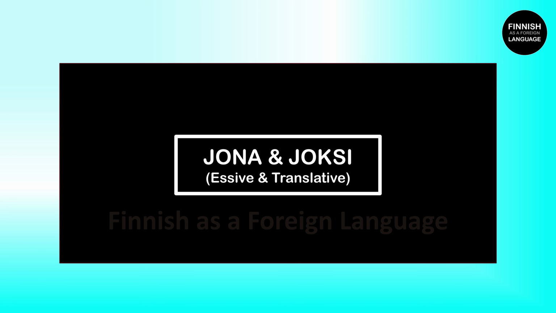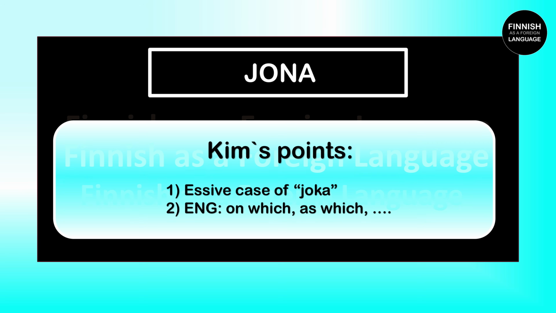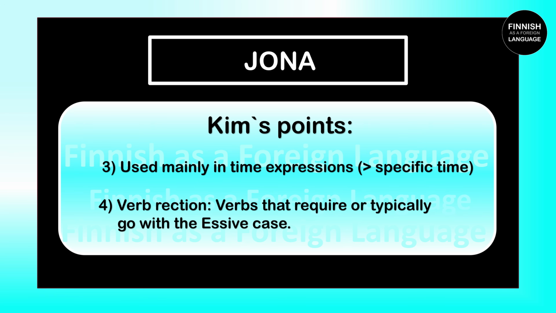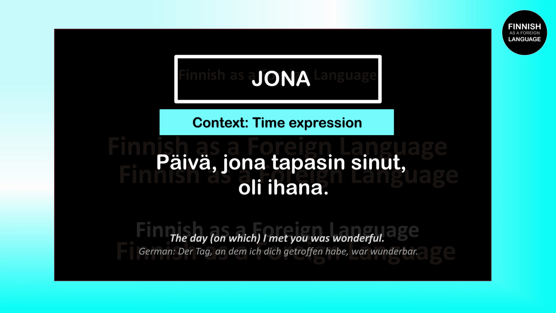Alright. Now we will briefly touch on two less frequently used forms, which are jona and joksi. For now, let's focus on jona, which can be understood as as or on which, depending on context. We use jona, which is the essive case of joka, mainly in time expressions or with verbs that typically go with the essive case. Here's one example. Päivä, jona tapasin sinut, oli ihana. In English, the day on which I met you was wonderful. Or in proper English, the day I met you was wonderful.